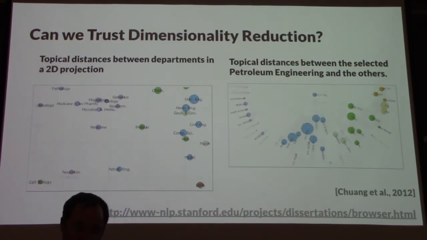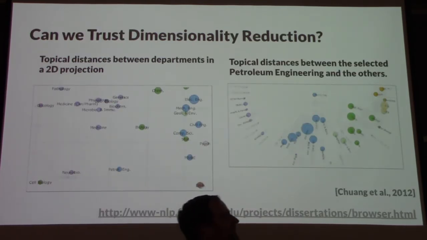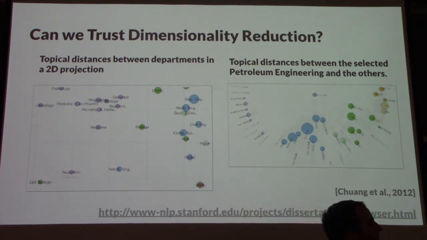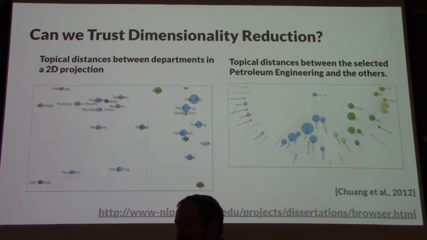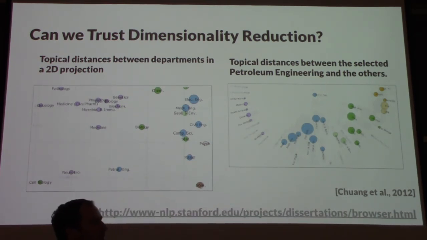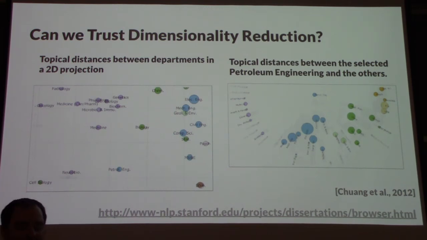One problem that we have in all of these dimensionality reduction methods is that the 2D embedding based on this high dimensional space is of course an approximation, right? Points that are close to each other are supposed to be similar, in fact.